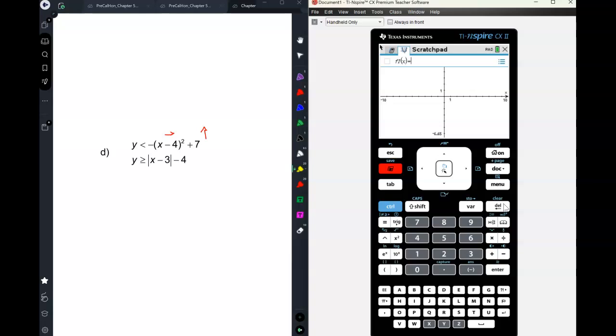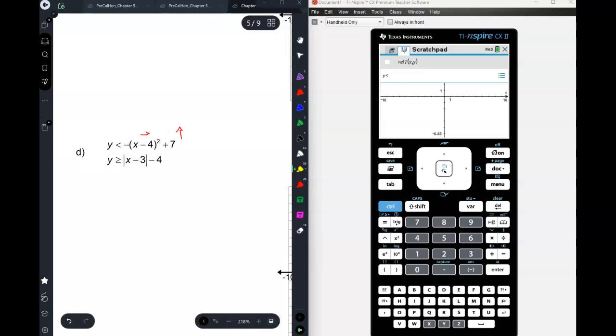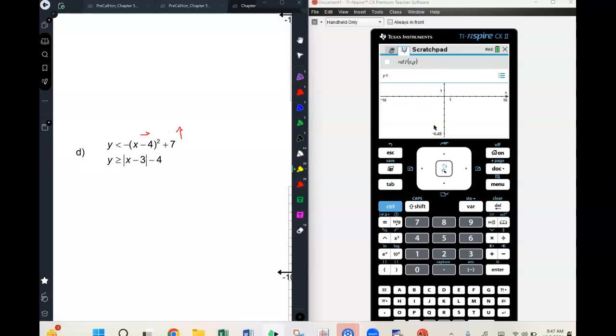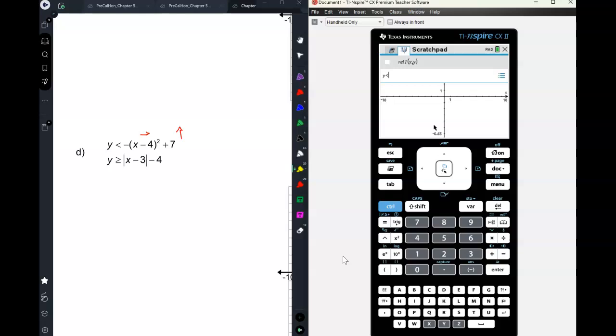screen. So if you don't have the F1, remember you can press tab. Press the left arrow button one time, and we're going to pick this. So now we have negative x minus 4 squared plus 7, enter. You see that?